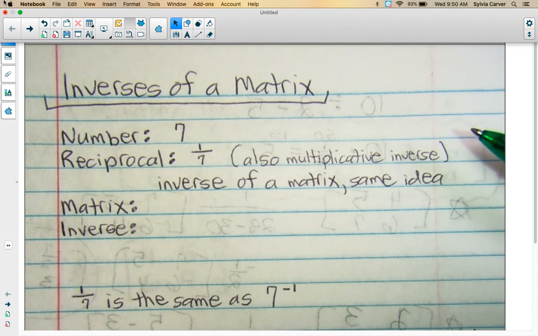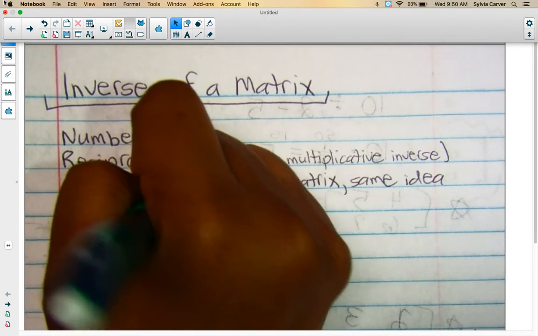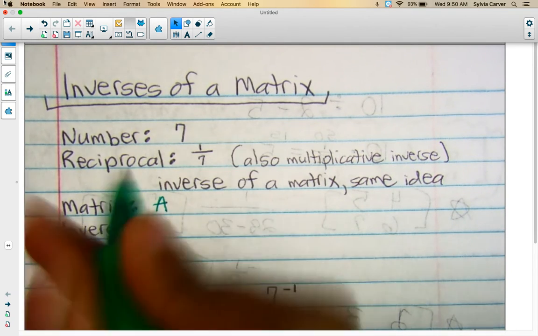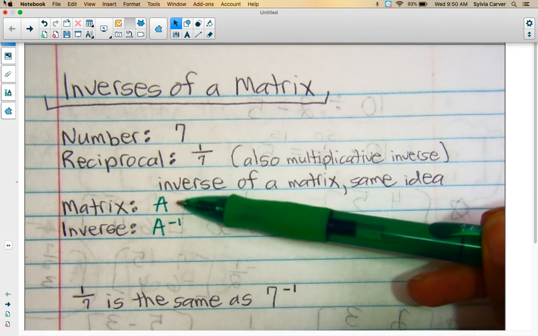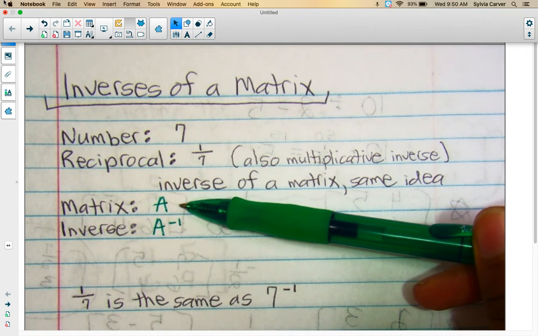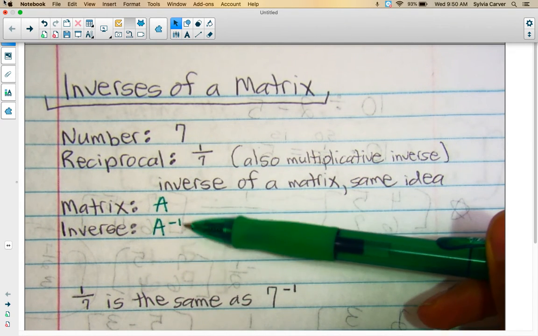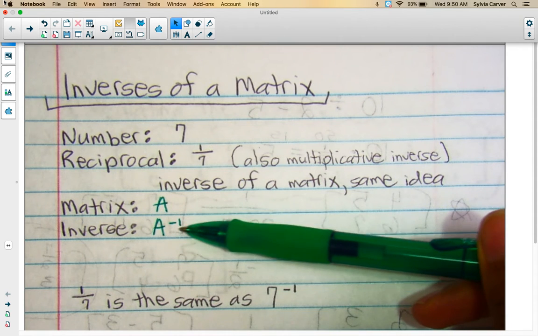We can have this same idea for a matrix. We note a matrix with a capital letter, and our symbol for an inverse looks like this. Capital letters mean a matrix. That can be A, B, C, any letter that we want. A capital letter is a matrix, and we find the inverse by putting this -1 symbol up here.